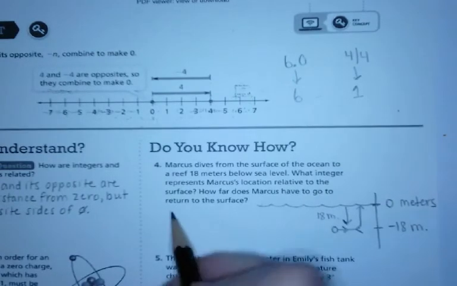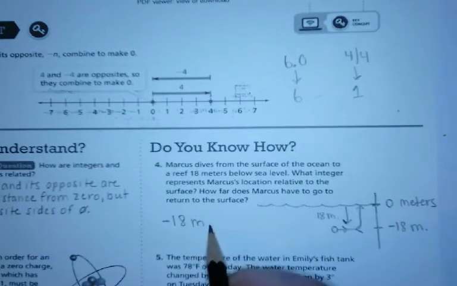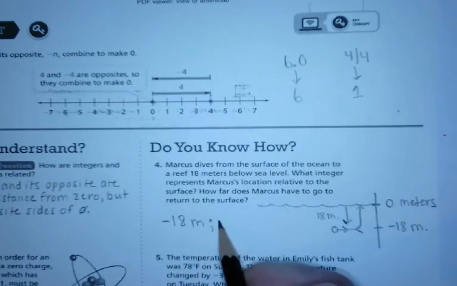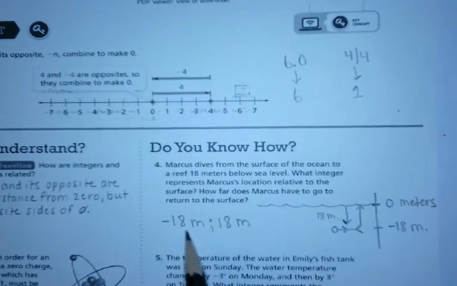So the first answer is negative 18 meters. And the second answer is 18 meters. So they're opposites. Negative would be down, and then the positive is going back up to the surface.